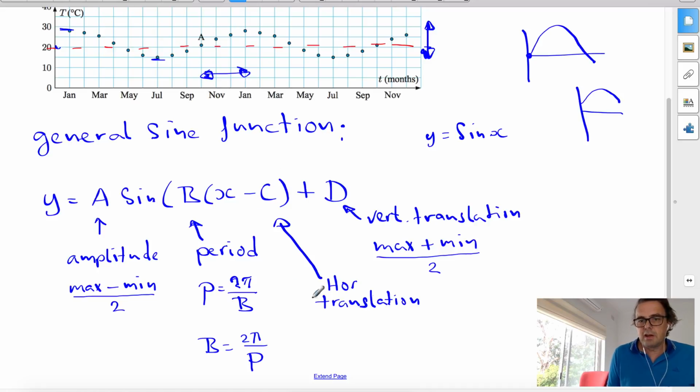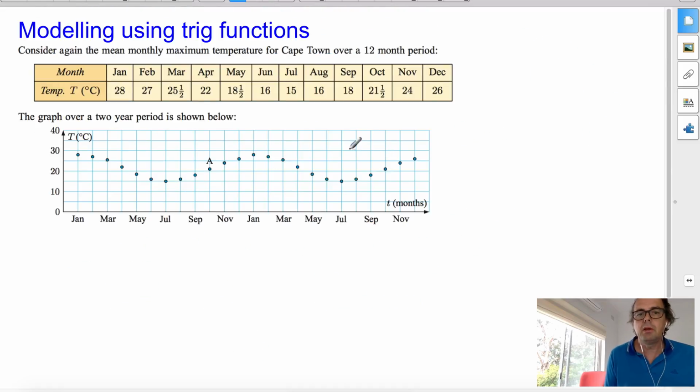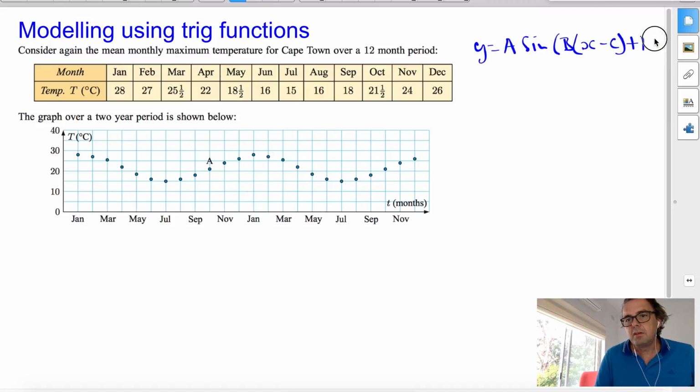Now let's look at this particular data using these formulae. I'm going to the next page here. Got the same problem here. And so let's see. I had y equals a sine b(x take c) plus d, all good. But in this case here, I don't have a y. My y is the temperature T, big T. I don't really have an x either. X is the month, and it's given here by little t, lowercase t.